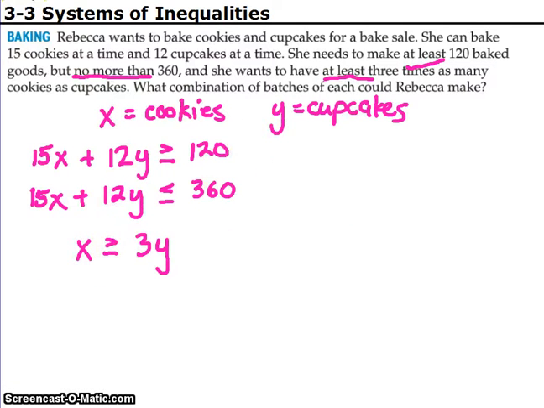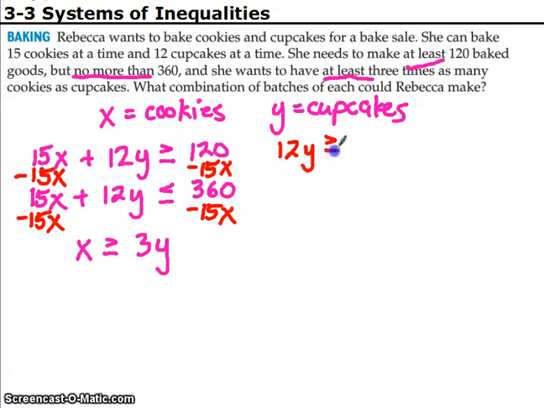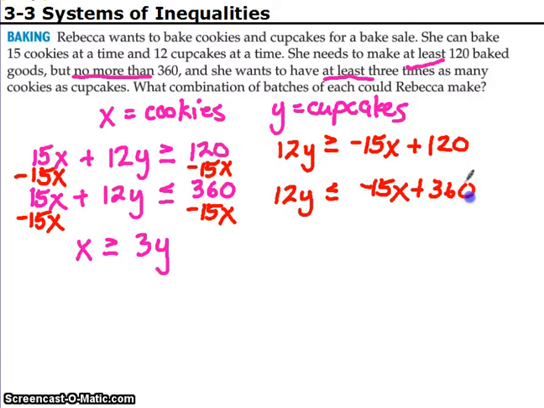Alright, so if we want to graph all these, we need to get them all to be in y equals slope-intercept form. So I'm going to subtract 15x on both of these. So I get 12y is greater than or equal to negative 15x plus 120. And this one I get 12y is less than or equal to negative 15x plus 360.